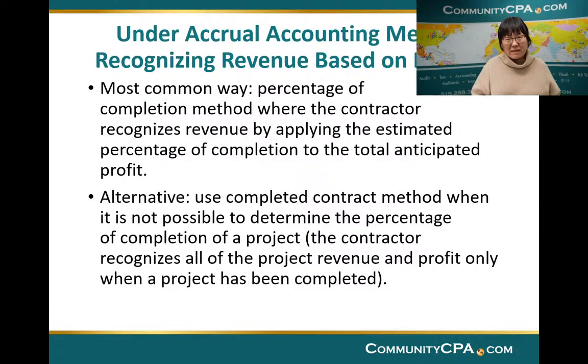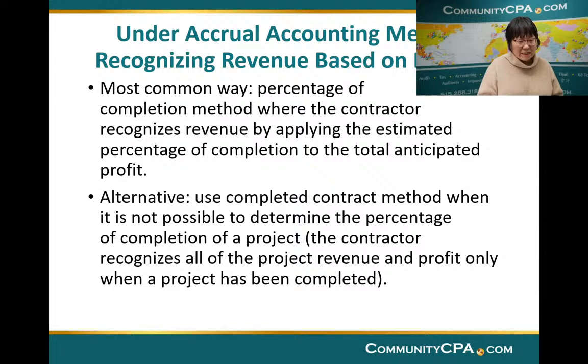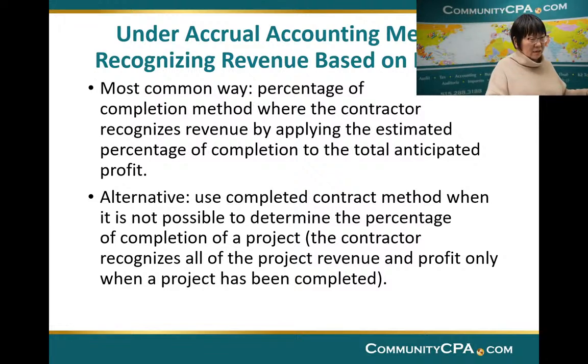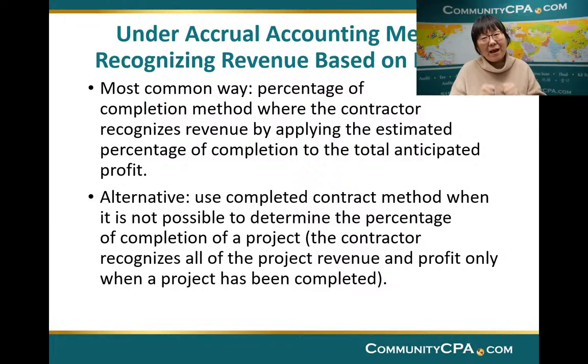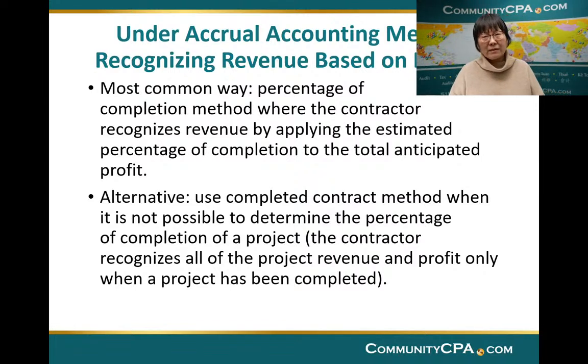There is another method, it's called completed contract method. Then if this project you got, you're not accounting any income, you're not accounting expense, you're gonna wait until everything is done. Then you will report income, you will report expenses. Yes, you can do that. So these are the most common accrual accounting methods.